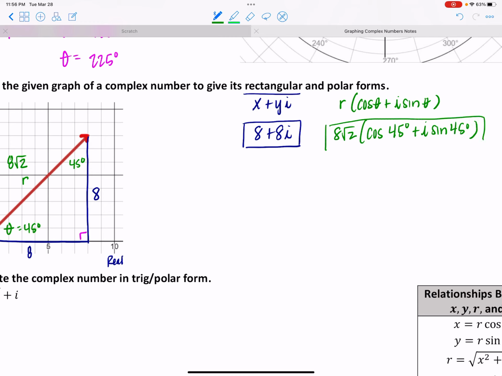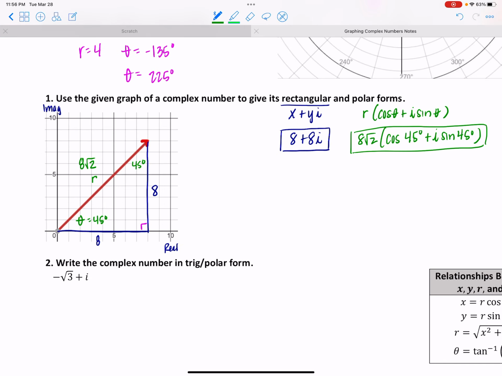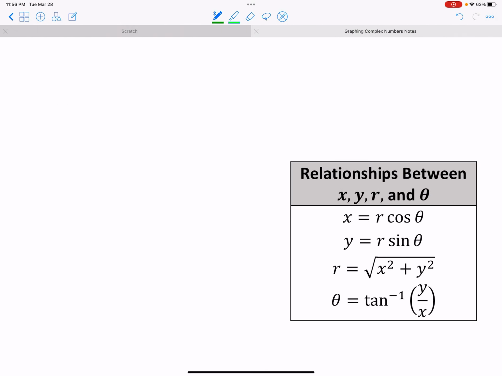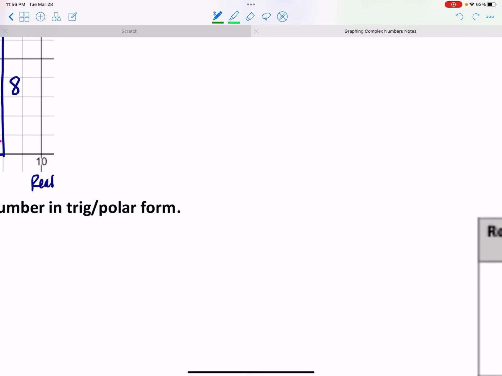Now, if it wasn't obvious to you that was a 45, 45, 90, or that the radius length there is 8 radical 2, could you do the work? Absolutely. And you would do that using the connections we've talked about already. We know that x is r cosine of theta. We know y is r sine of theta. We know how to find the radius using the Pythagorean theorem. We know how to find the angle using the inverse tangent. So I can show you here.